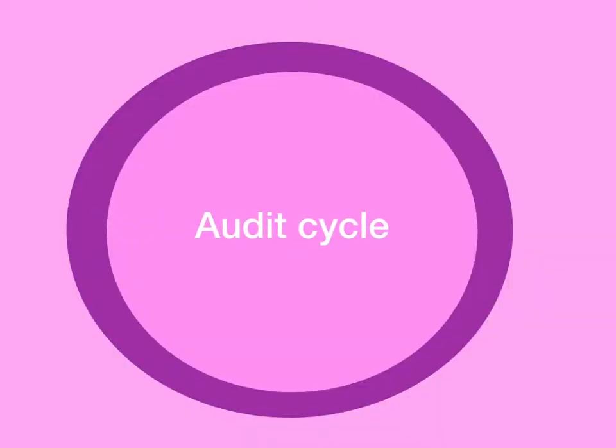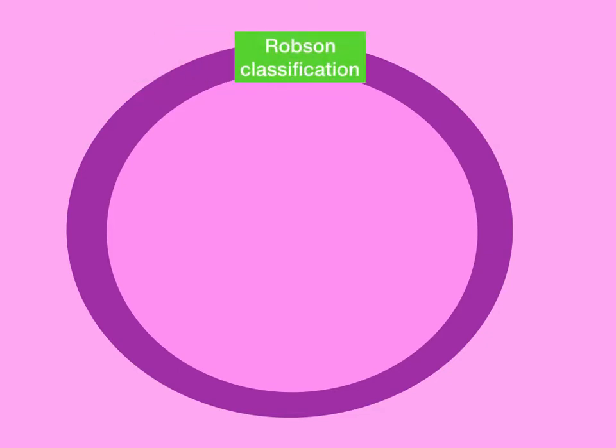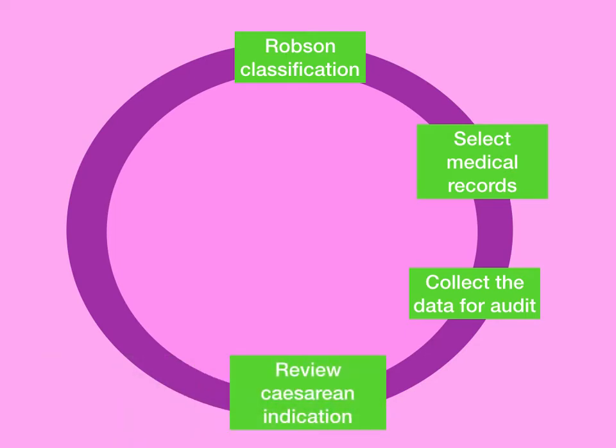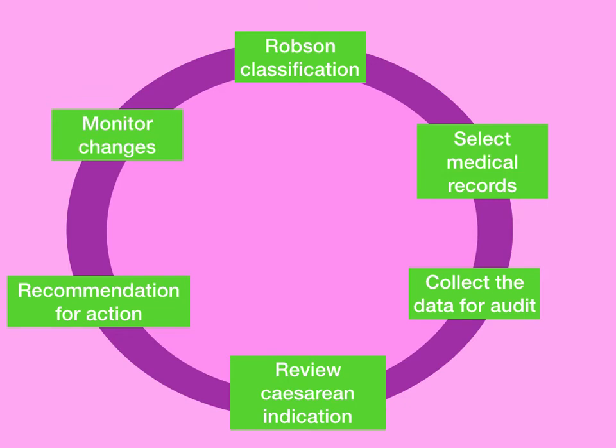The audit cycle consists of 6 steps. First, classify the women who give birth in your department according to the 10 groups defined by Robson. Then identify the cases of caesarean sections performed among low-risk women, those belonging to groups 1 to 4 of the Robson classification, and whose conditions are a priori favorable for vaginal birth. Third, collect the medical data among the selected cases. Then analyze the relevance or appropriateness of the indication for each caesarean section. Then issue recommendations to avoid a caesarean section in a similar clinical situation if the indication has been judged to be irrelevant. Finally, evaluate the implementation of these recommendations.